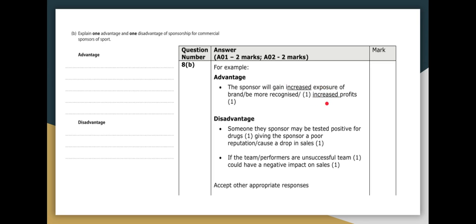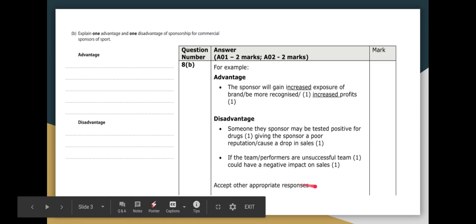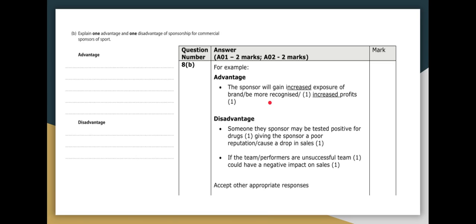And for the second mark, we can say what this leads to. It leads to an increase in profits. Now, there's always an accept other appropriate answers. If you've gone down the line of saying that the company will be associated with the healthy image of sport and this will help to increase profits or make more sales, then I think that is also an acceptable answer here.